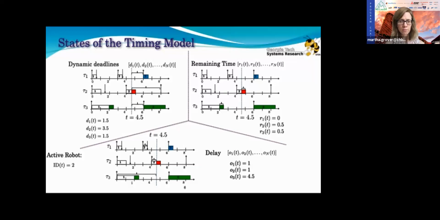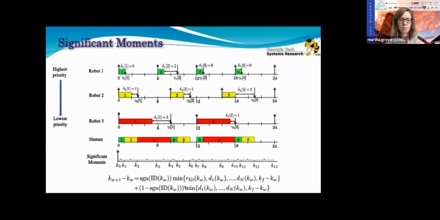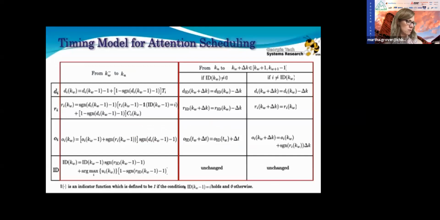Given these 4 state variables, the next important concept in the timing model is called significant moments. The significant moments are the moments where the state variables have sudden changes. As illustrated by this figure, all the Ks, K0, K1, K2 until K13, are significant moments within this time period between 0 and 24 of a set of scheduled tasks. We can see that these significant moments correspond either to the time when a robot made a request, corresponding to the up pointing arrow, or when the robot finished interacting, corresponding to the downward pointing arrow.